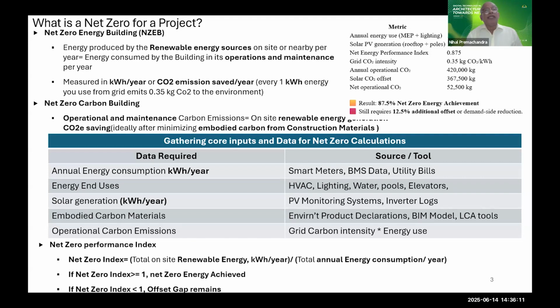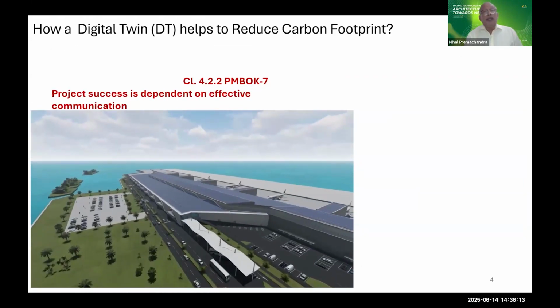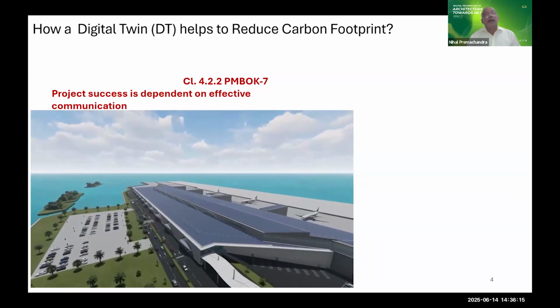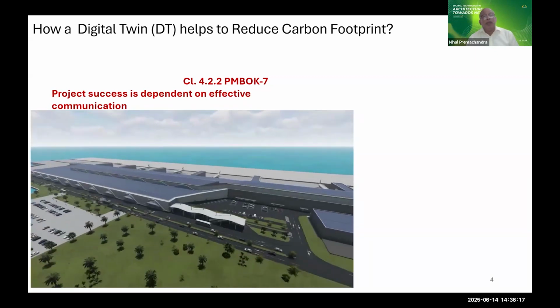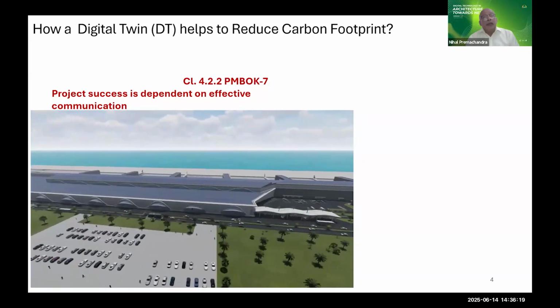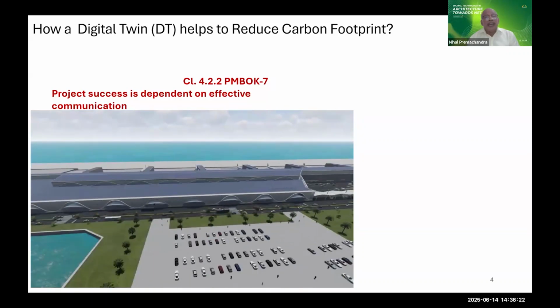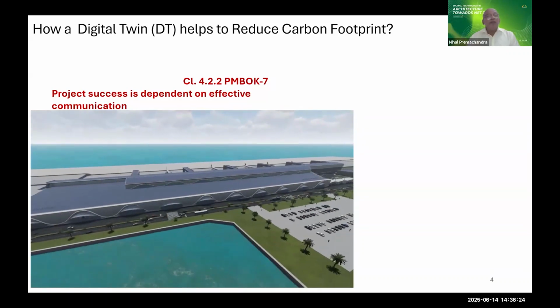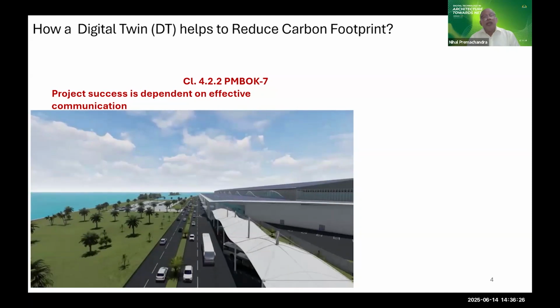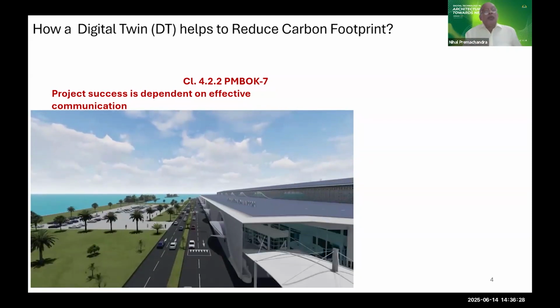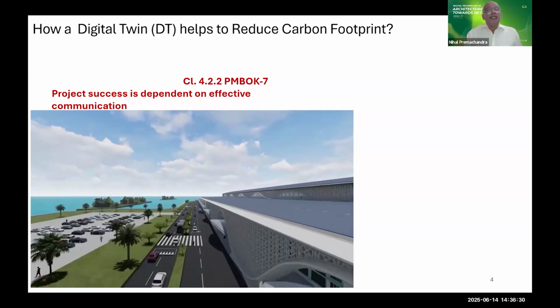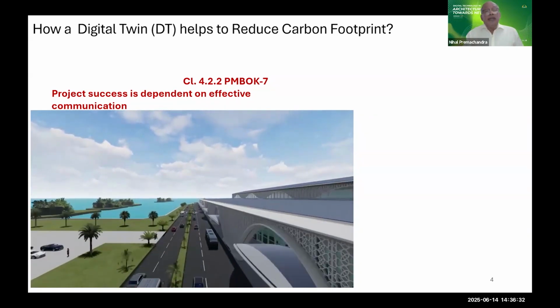Now, let me explain this with the Maldives International Airport. This is the digital twin that we prepared for this particular airport. Of course, when we put the sun path, we saw a lot of problems with this particular model. And you can see visualization is the best way to communicate with others. So that is what I'm trying to show you.